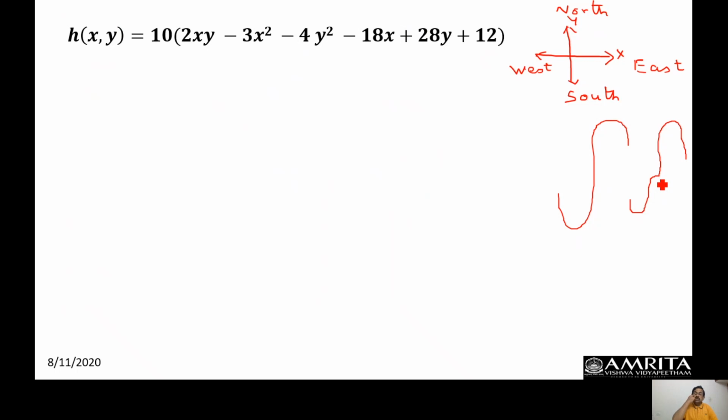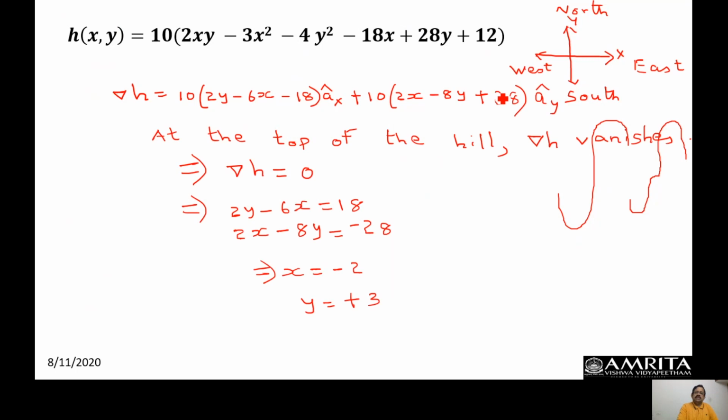north, south, east, west, clockwise, or east, west, south, north directions first. And then what I am going to do is take the gradient of this scalar function. The moment I take the gradient of the scalar function, I am going to get this.